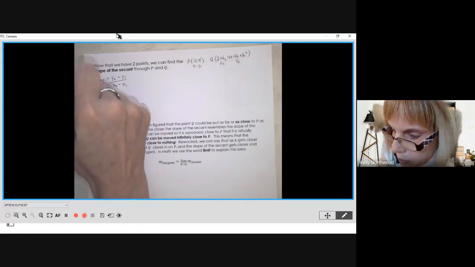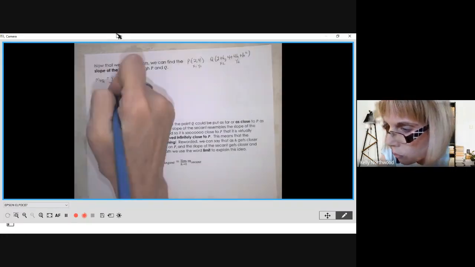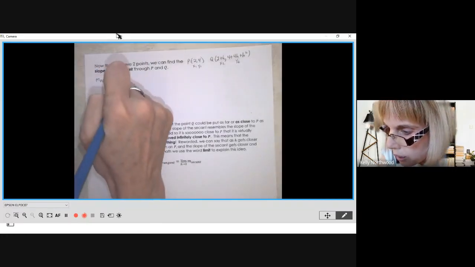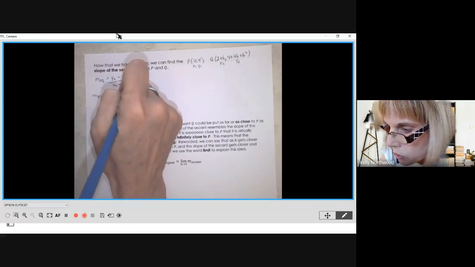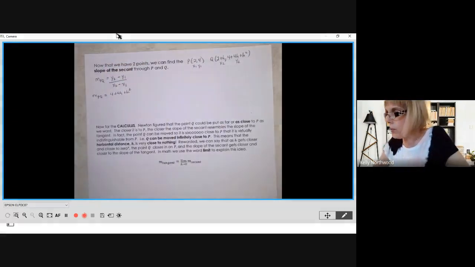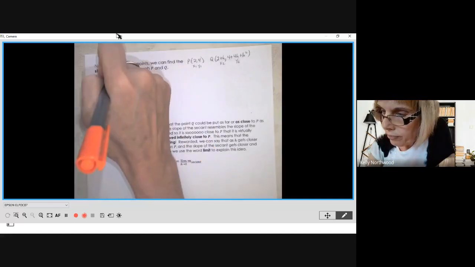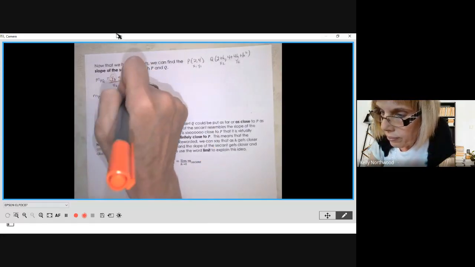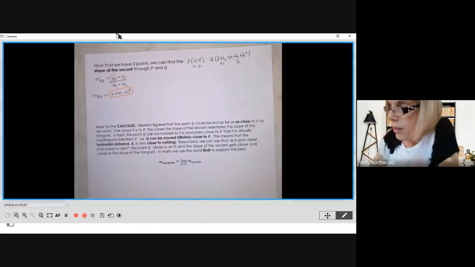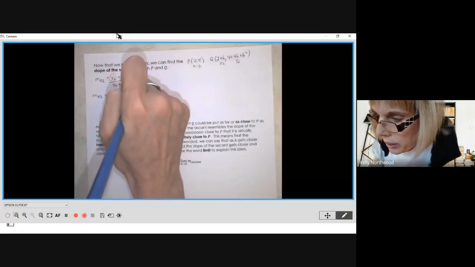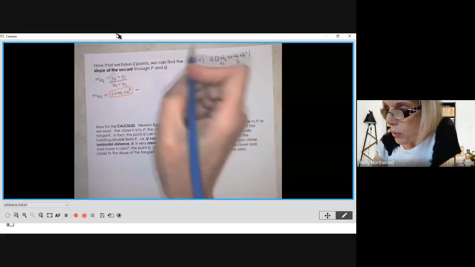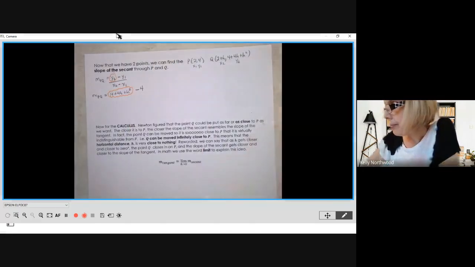And then we can substitute in 4 plus 4h plus h squared for y2. There's a minus sign in the formula there. y1 is 4.